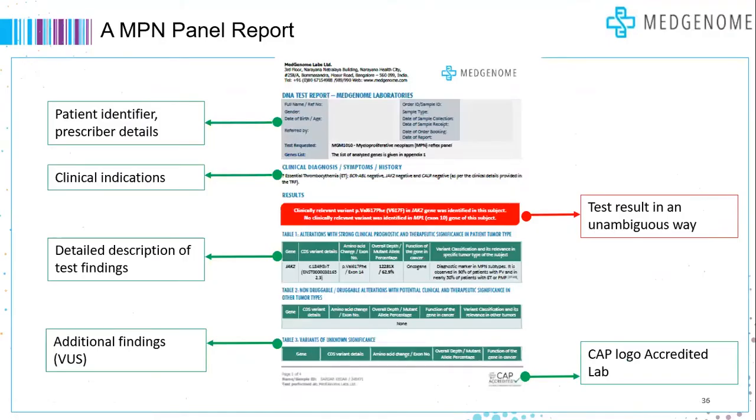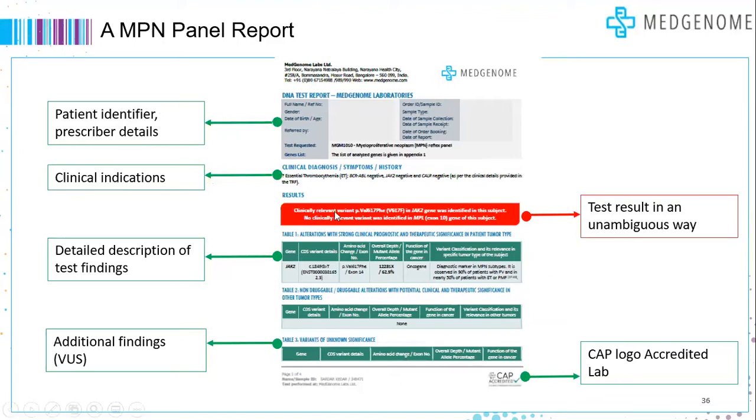What to see in a clinical report. So this is a model of a clinical report where first you have the patient identifiers, obviously, and the prescriber information. Then we give a brief of the clinical indication. Then in detail, in a one-liner, we say the major result.